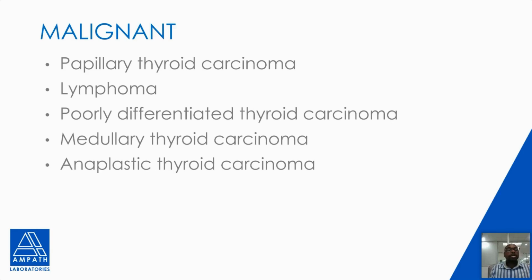And then category number 6 is malignant, which includes various malignant lesions that you can find in the thyroid. The first one we have is papillary thyroid carcinoma, or what we call PTC. You can have primary lymphoma of the thyroid. We have poorly differentiated thyroid carcinoma, medullary thyroid carcinoma, and anaplastic thyroid carcinoma. You may even have metastatic carcinomas, like squamous cell carcinomas, metastasizing to the thyroid.